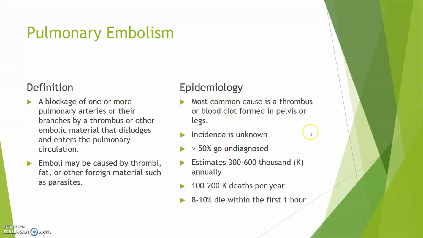Epidemiologically, the most common cause is a thrombus or a blood clot formed in the pelvis or the legs. Really, the incidence is unknown, and we believe that greater than 50% go undiagnosed. We do estimate about 300 to 600,000 annually, about 100 to 200,000 deaths per year in the United States. It's a staggering statistic to think that 8 to 10% of people with a PE die within the first hour.